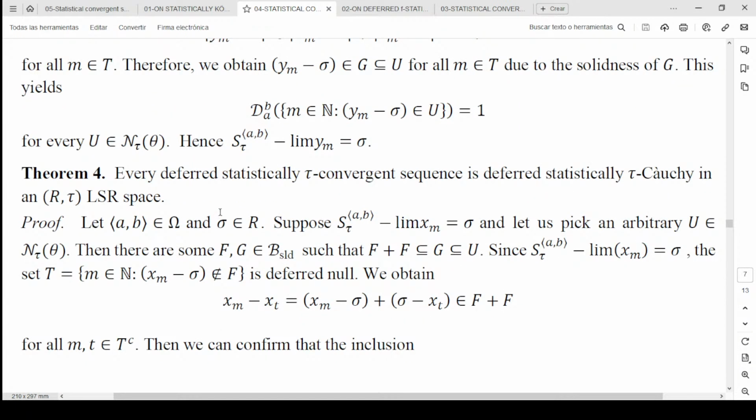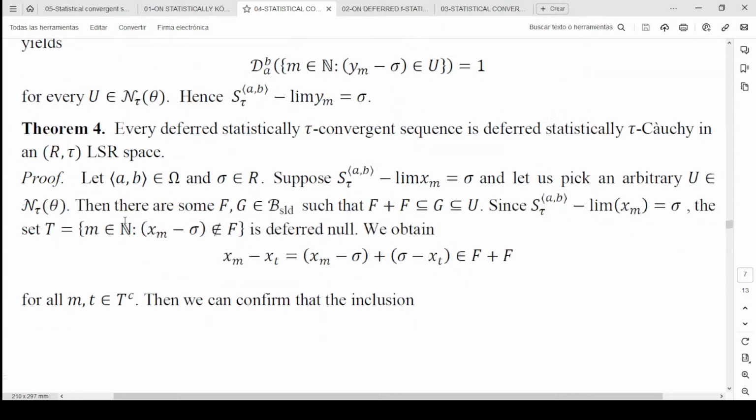So here we show that every deferred statistically tau convergent sequence is deferred statistically tau Cauchy in a locally solid Riesz space.